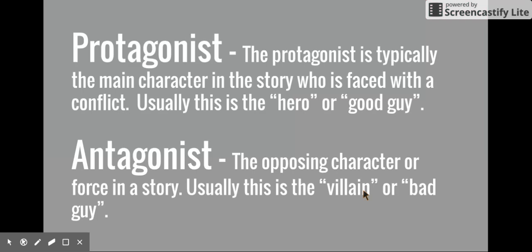Before we can get into conflict too much, I need to make sure that you remember 2 different types of characters. One is the protagonist and the other is the antagonist. And protagonist, if you think about the word pro, is usually something you're in favor of. So the protagonist is typically the main character, because this is a person in the story who's faced with the big conflict. Usually this is the hero or the good guy or the person that we're rooting for. The antagonist, on the other hand, is the opposing character or force. This is the person or the thing that's causing the problems for the protagonist. So often this is the villain or the bad guy in a story.